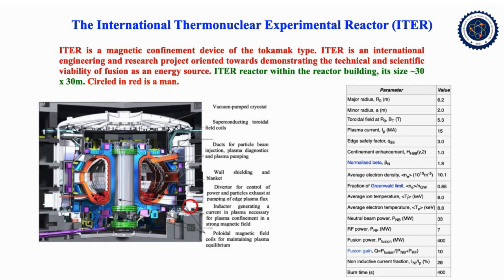Indeed, the major radius of ITER is about 6 meters. The minor radius is 2 meters. The toroidal field is 5 Tesla, and the plasma current is 15 megaamperes.